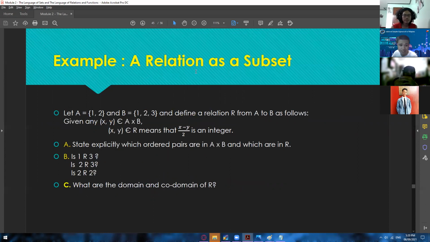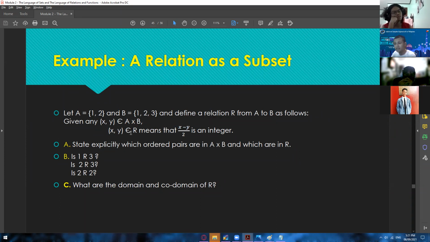So a relation as a subset. We have set A as 1 and 2, and set B as 1, 2, and 3, and we define a relation R from A to B as follows. Given any (x, y) that is an element of A times B, you must get all of the ordered pairs first, because we can only say that they are in relation if they were able to meet this condition. So you have to list all of the ordered pairs first, and then substitute the values of x and y in this condition.